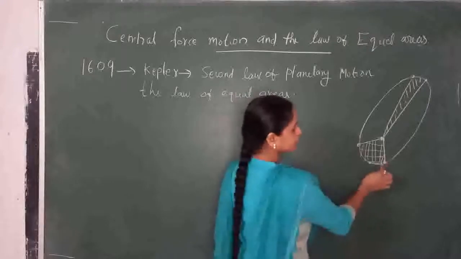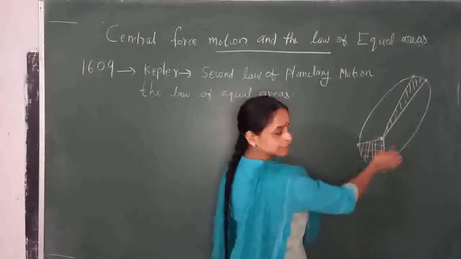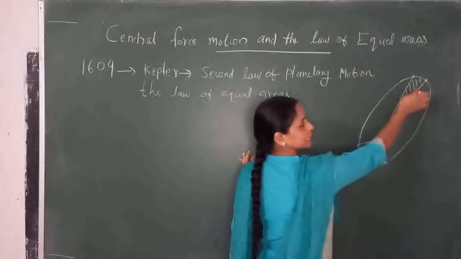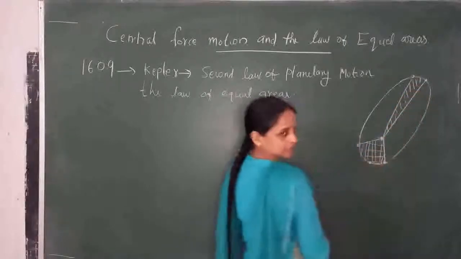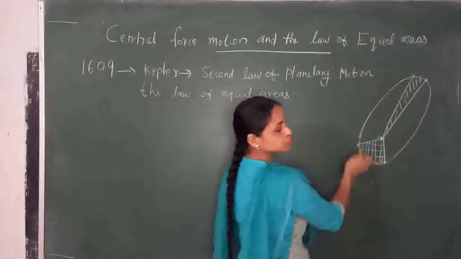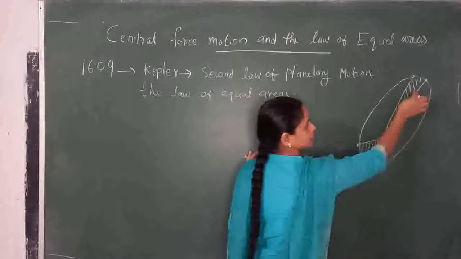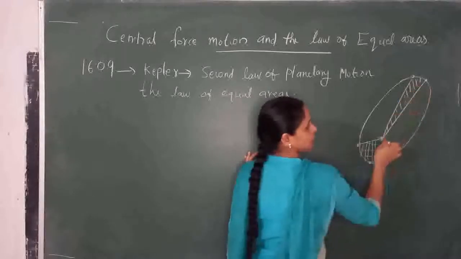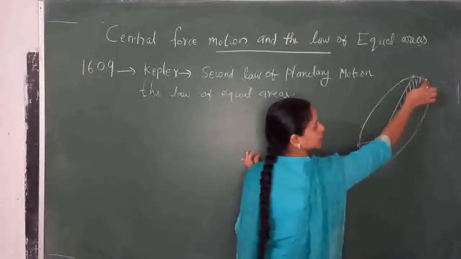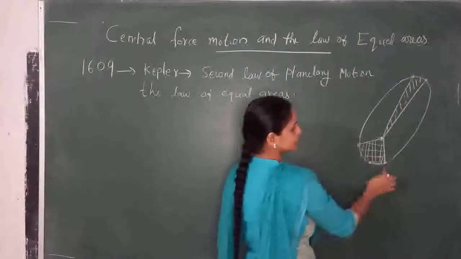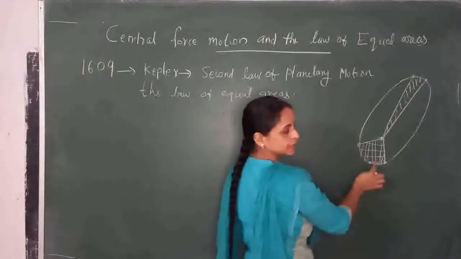Here, near to the sun, the planet will move faster than when it is far away from the sun. Here the planet is moving faster than the velocity when it is far away from the sun. So here the velocity will be less, so that it can cover equal areas in the given delta t time.